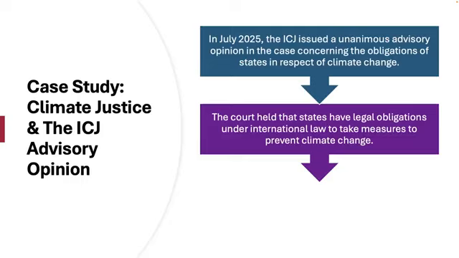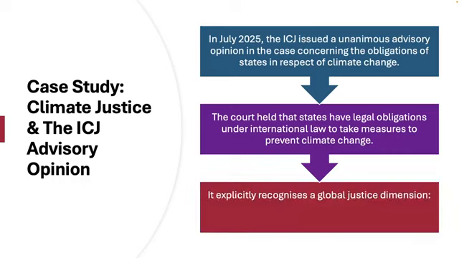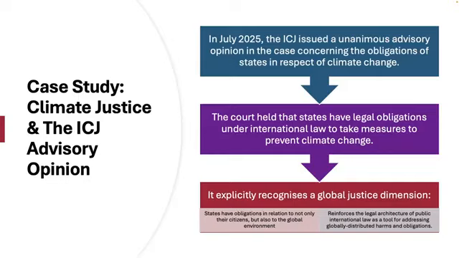The ICJ here is linking the crisis of climate change to state responsibility, to the responsibility of states under international law. And so it explicitly recognizes a global justice dimension in the sense that the states' obligations relate not only to their own citizens, but to a global environment, to future generations, and to states that are vulnerable to climate change, global south states, poorer countries. It reinforces the legal architecture of public international law as a tool for addressing globally distributed harms and obligations. So essentially, this is the terrain of global justice, the idea of transnational or shared burdens and fairness across borders. And it potentially shifts the horizon of state obligations under international law from purely bilateral relations to a broader global justice responsibility.